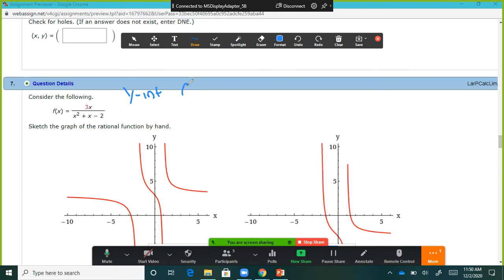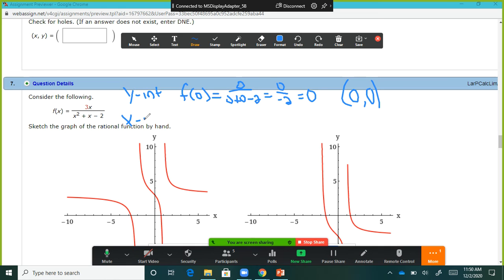That is when we plug in 0 for x. So that's going to be 3 times 0, which is 0, over 0 plus 0 minus 2, which is 0 over negative 2, which is 0. So that means that (0, 0) is a y-intercept. That's also going to be an x-intercept in this case, but the y-intercept is at (0, 0). So we would fill that in.